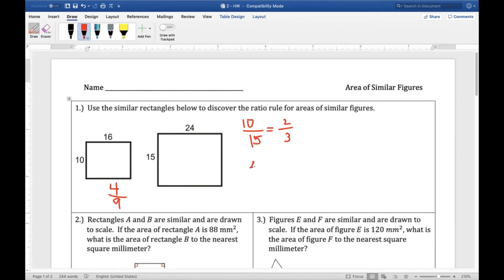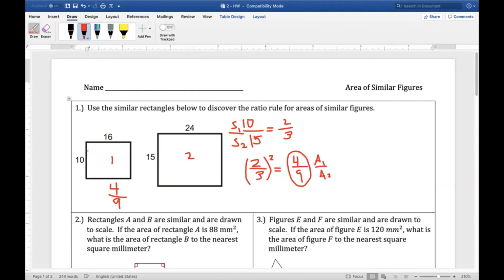Well, 2/3 is the ratio of the sides. If we square this ratio, we get the ratio of the areas of the two figures. This is side over side, and this is going to give us our area over area. If we square 2/3, we're going to get 4/9. This is our ratio of the two areas, I'll call these 1 and 2. The same answer we got when we actually figured out the areas.